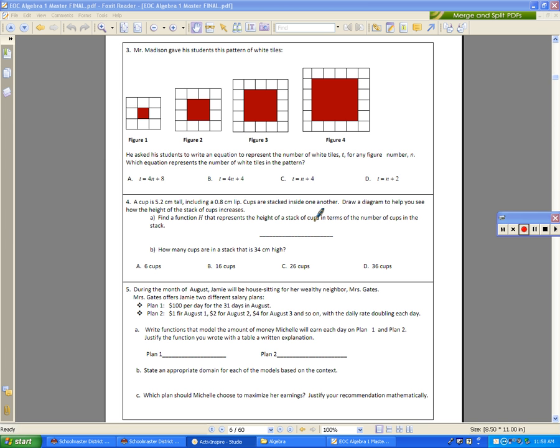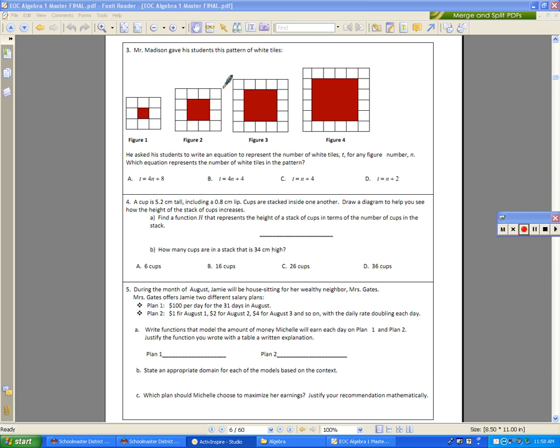I guess what I'm saying is, if I have one cup in my stack, how tall will it be? From this picture over here. 5.2 centimeters tall, right? But if I plug a 1 in here, what answer do I get? I would get 5.2 plus 0.8, which means my stack would be 6.